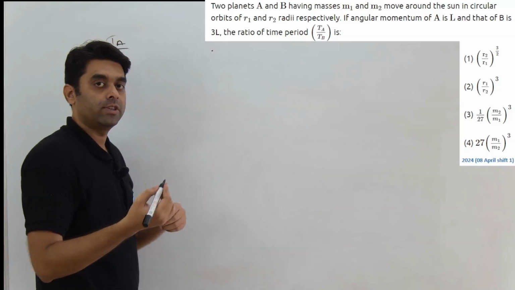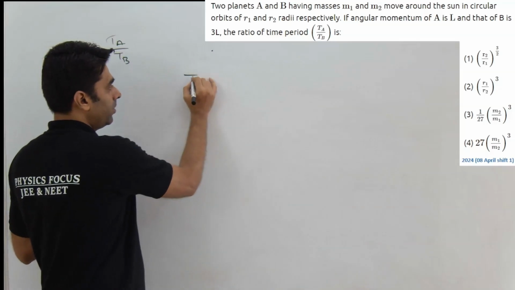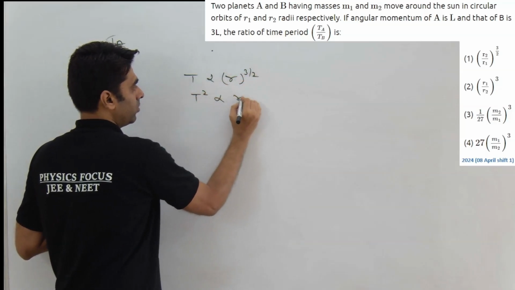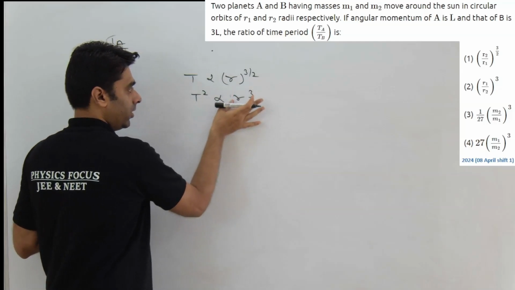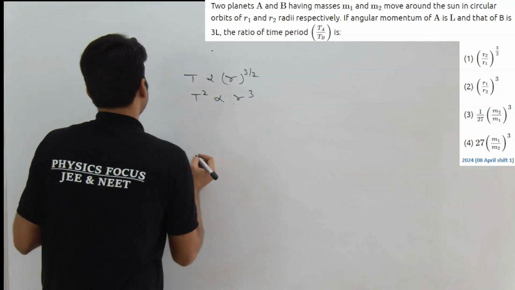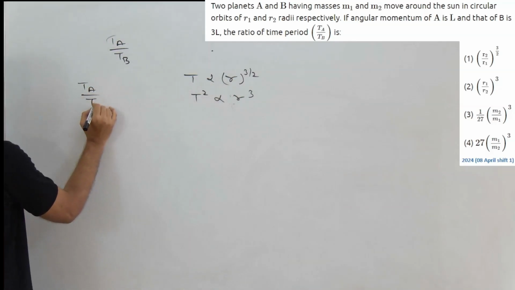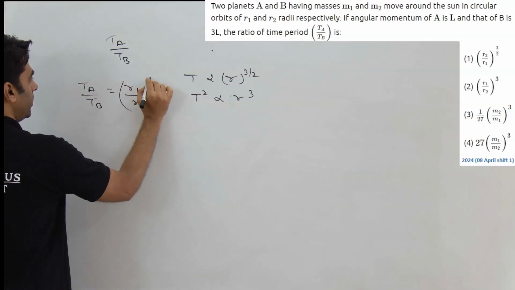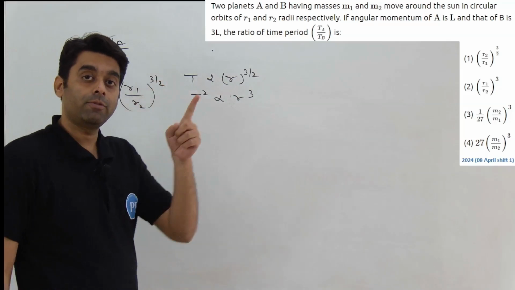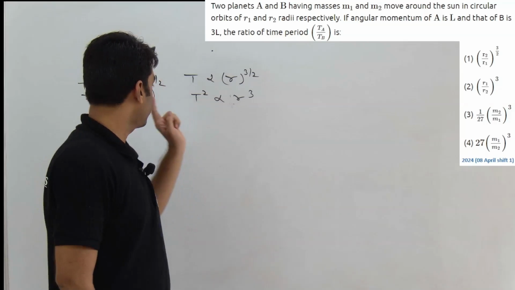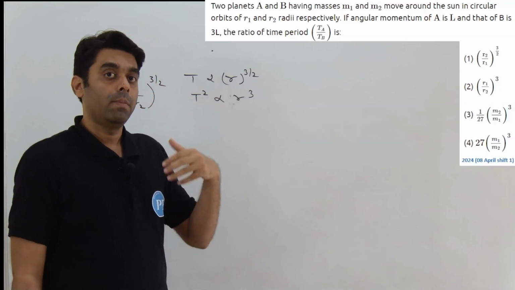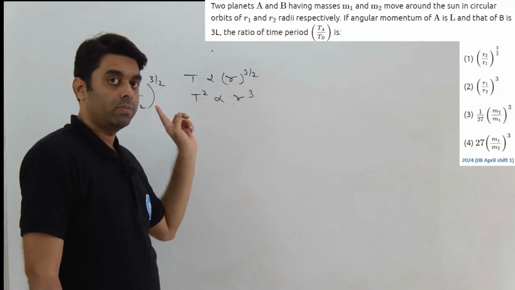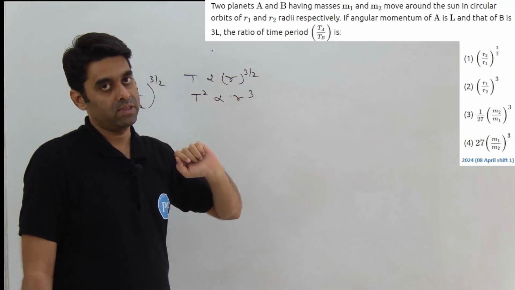So beta, what is the relation for time period in a circular orbit? We know time period is proportional to R power 3 by 2. So T square is proportional to R cubed, right? This is what we have. So ideally, if we have to write TA by TB, from this relation we can write TA by TB equals R1 by R2 whole power 3 by 2, right? This will be our answer. But if you check all the options that are given, this option is not there. R1 by R2 whole power 3 by 2 is not there. It is there in terms of R1, R2, but not this. And the answer is given in terms of masses also. So how to do it now?